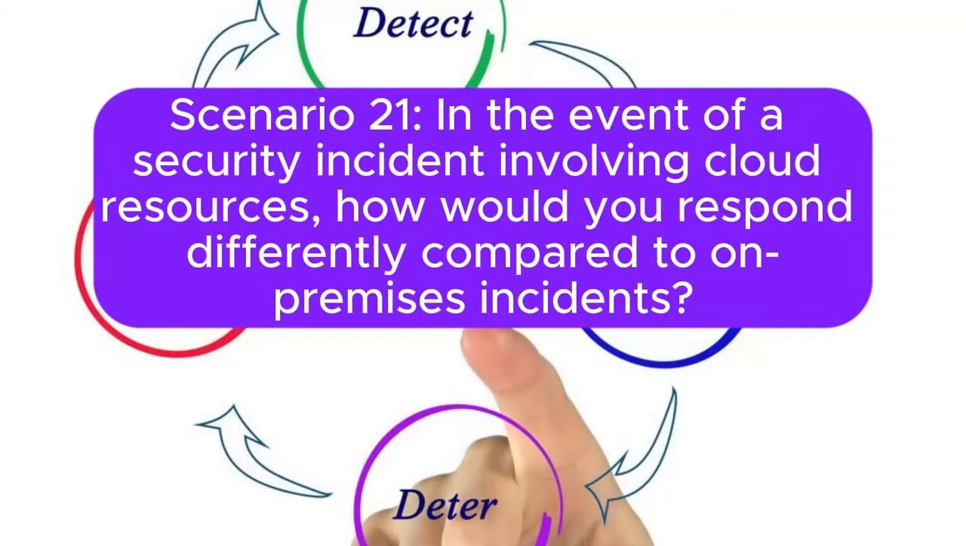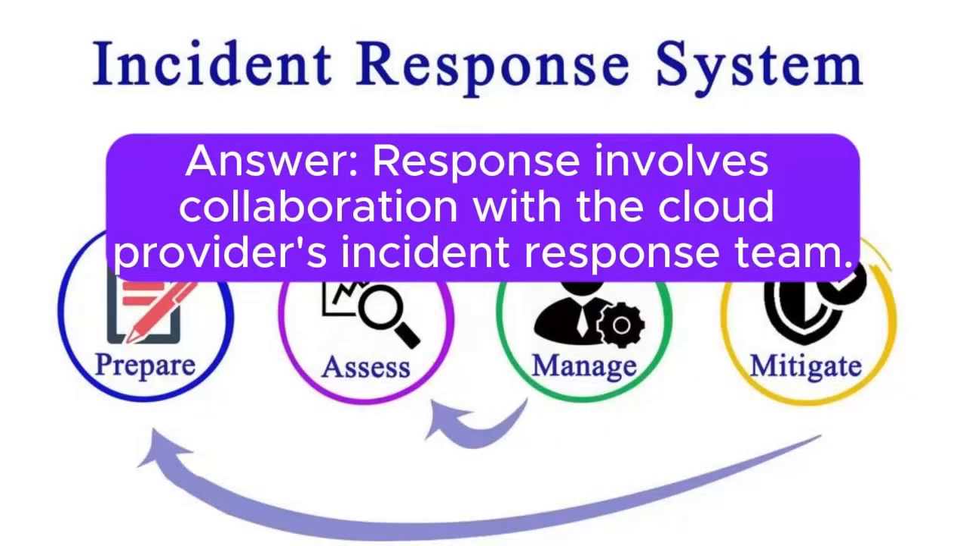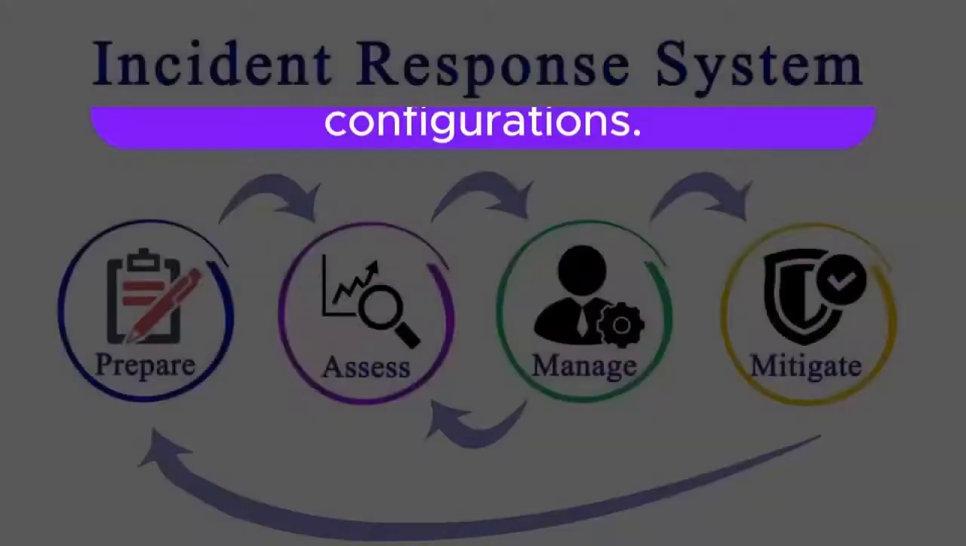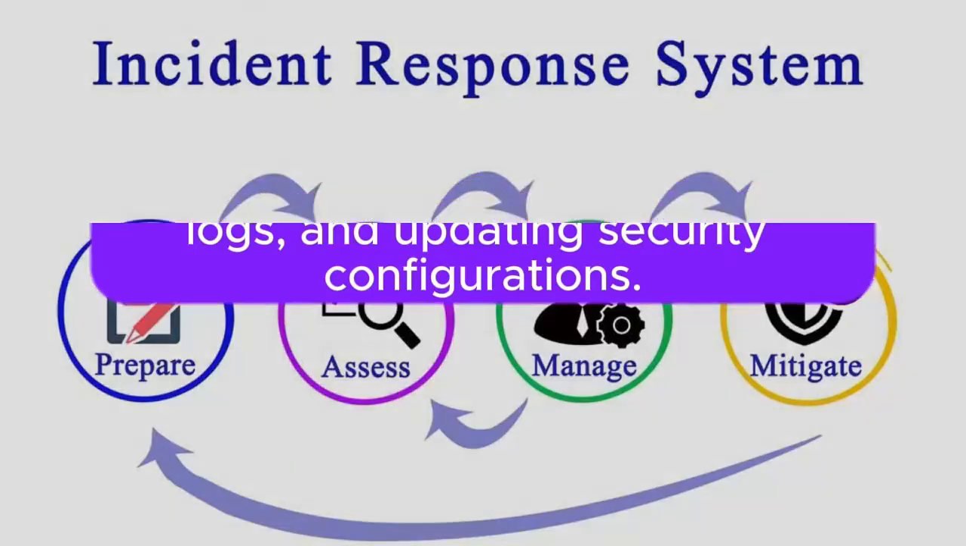Scenario 21. In the event of a security incident involving cloud resources, how would you respond differently compared to on-premises incidents? Answer: Response involves collaboration with the cloud provider's incident response team. Actions may include isolating affected resources, analyzing cloud logs, and updating security configurations.